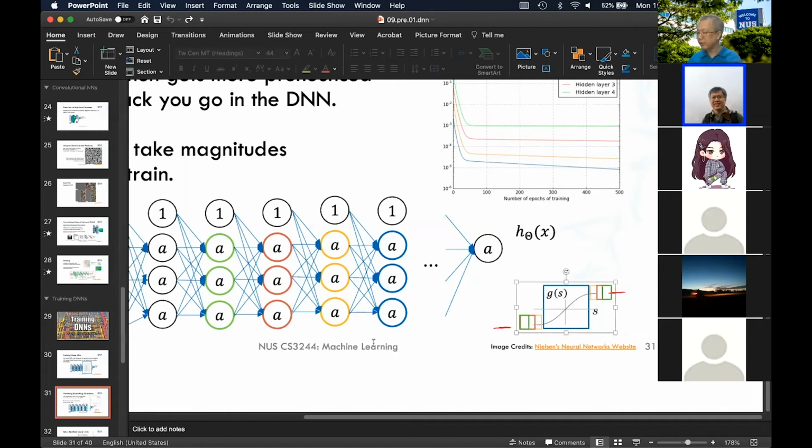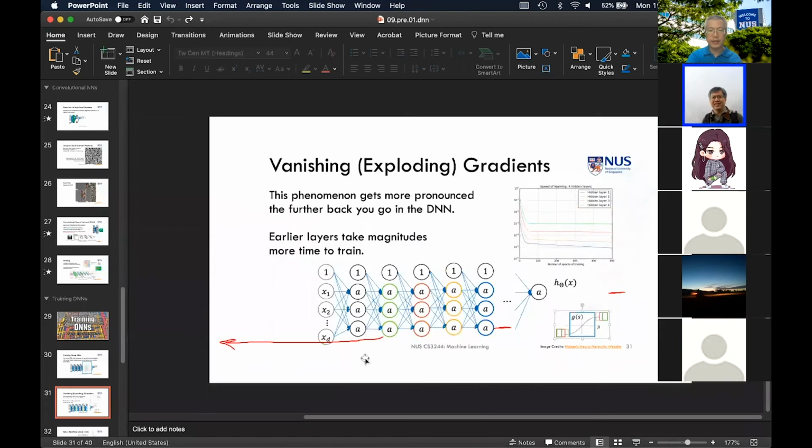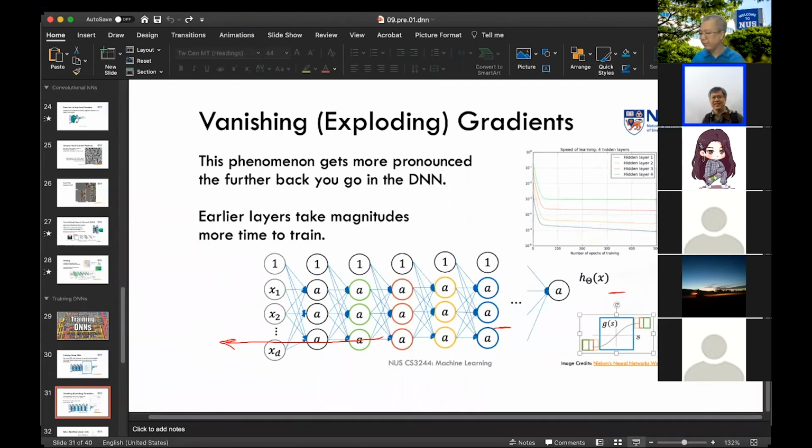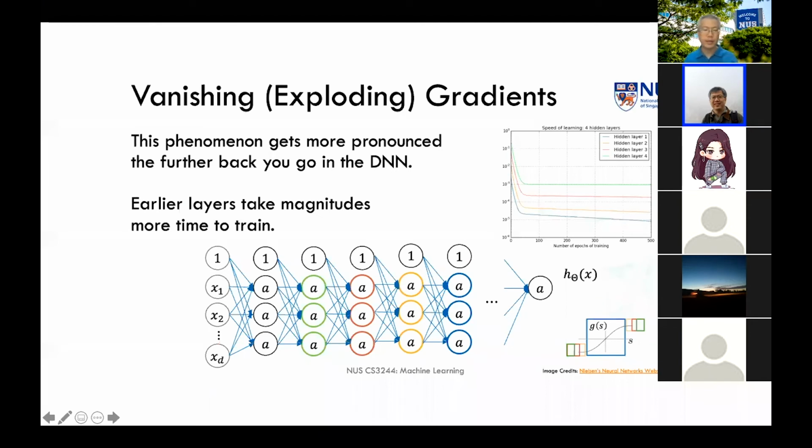And that means the farther back in the network I go, the slower and slower it trains. And that is a problem. What happens at the end of the day is that earlier layers take magnitudes more time to train than layers close to the output. So these train fast, these train slow. That's an artifact of having an activation function like this.